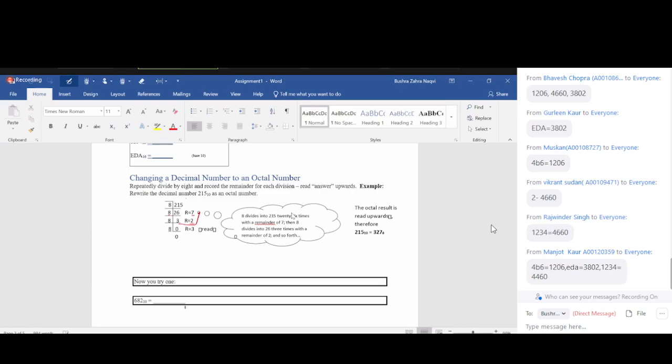So the number equivalent, we're going to read like this, 327. So 215 in base 10 is equal to 327 in base 8, right?